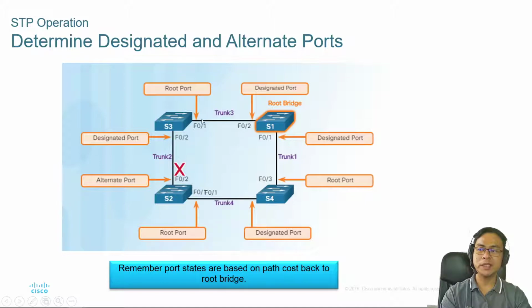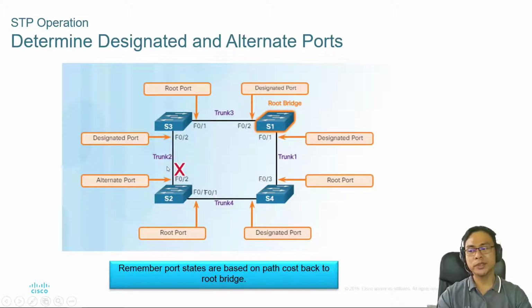And automatically, the adjacent side are designated port. Adjacent of this root port is designated port. Adjacent of this port is the designated port here. The question is, who will be the designated port here? Okay? So, again, based on comparison, the winner is F02, since it is the closest, then that will be the designated port. And this will be the alternate port.